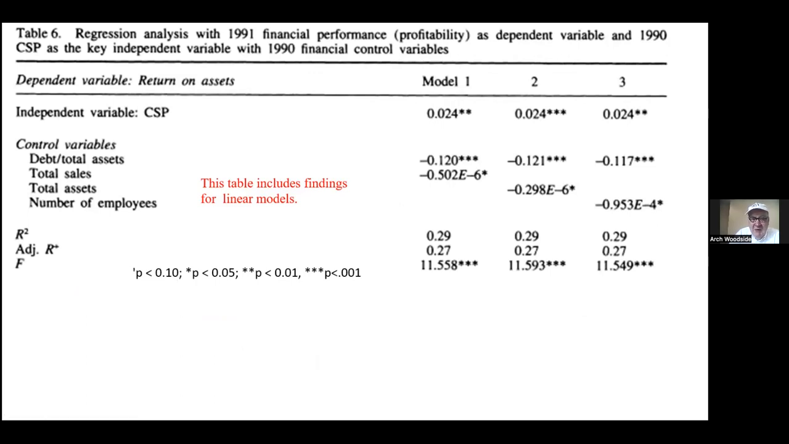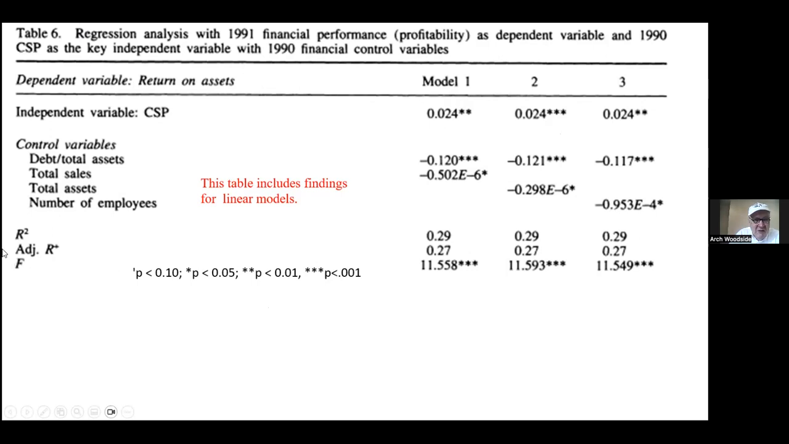Now, when you look at this, it is very important to actually be able to read what it says, okay? And this presents 3 models. You see the 3 models here. And you're testing whether or not the linear effect of CSP, which is corporate social performance, relates to return on assets. You see the dependent variable return on assets, and all three models indicate statistical significance at the 0.001 level. So it's a strong relationship.